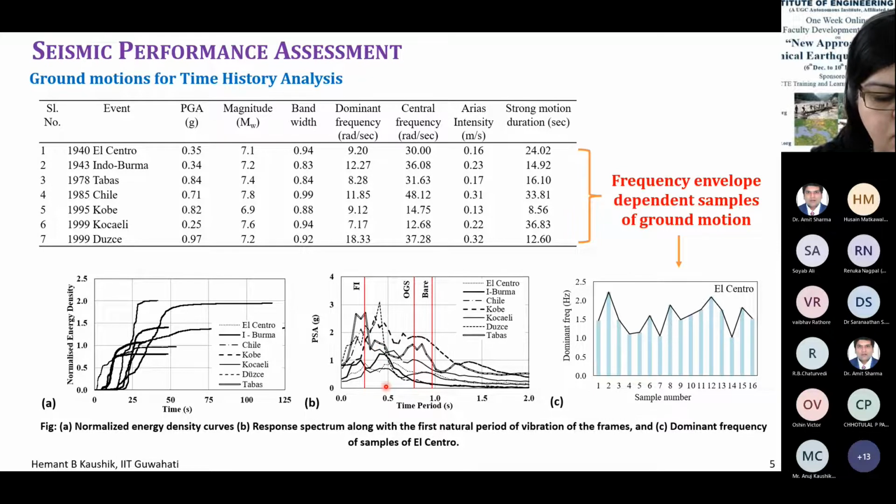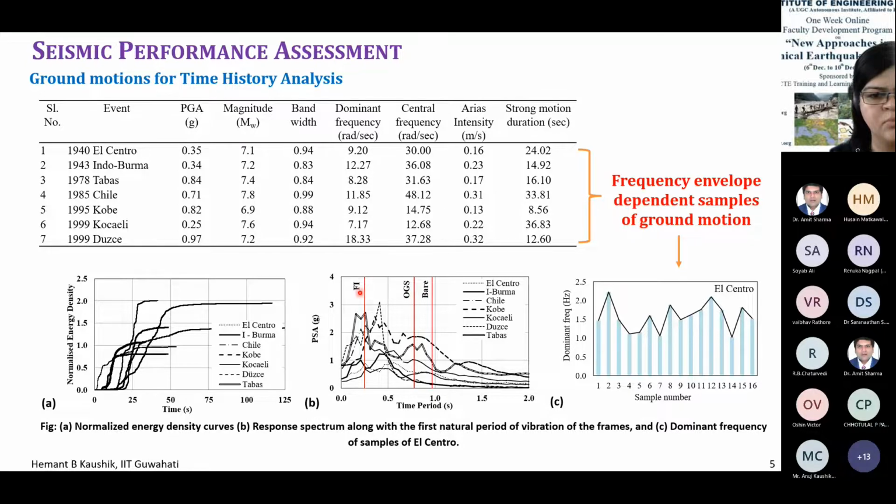So they're completely different. Consider, for example, this double line earthquake, which is the Tabas earthquake, and compare it with this small dotted line earthquake, which is El Centro. So much of difference in the ground motions. What I've done here, these red lines, denote the natural period of vibration of these 3 frames. So bare frame is here, open ground story frame is here, and the fully infill frame is here.